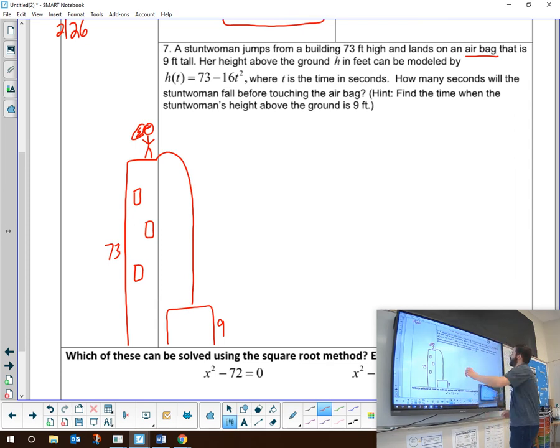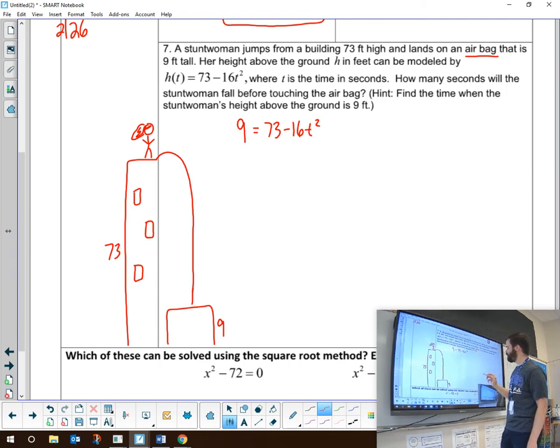Okay? Here's our equation that represents that fall, where t is the time in seconds. How many seconds will the stunt woman fall before touching the airbag? So here's our hint. Find the time when the stunt woman's height above the ground is 9 feet. That's all we got to do. So we're going to take that original equation, and I'm going to plug in 9 feet where that height used to be. So we're going to go 9 equals 73 minus 16t squared.